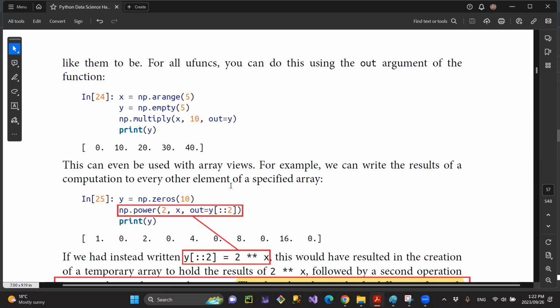And the beautiful part is you can play around with it. For instance, say y is 10 values, but your calculation has just 5 elements. You can say put the power, 2 to the power of x, which is 2 to the power of 0, 1, 2, 3, 4, then place it in every other element of y. Isn't it beautiful? So you can even say that in every other element of x. Any question, any concern?